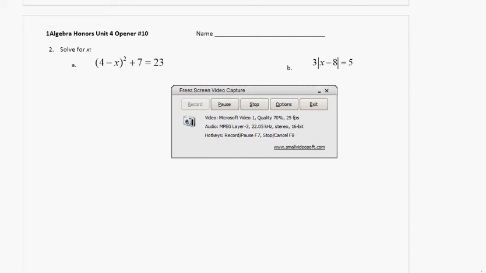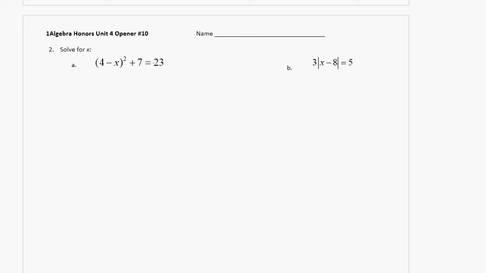Hello and welcome to Unit 4 Opener number 10, where we'll be solving some more quadratic and absolute value equations. If you're just joining this, you may want to go back and look at Unit 4 Openers number 8 and 9. They start with the basics of quadratics and absolute value. These are a little more advanced.